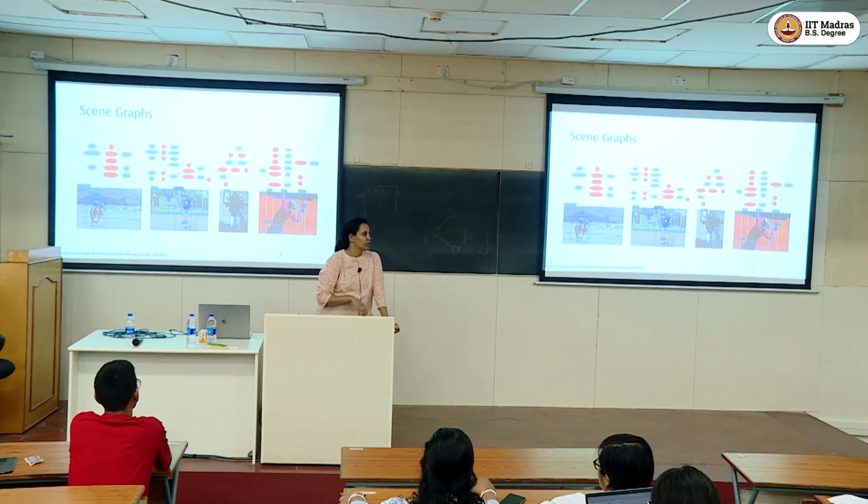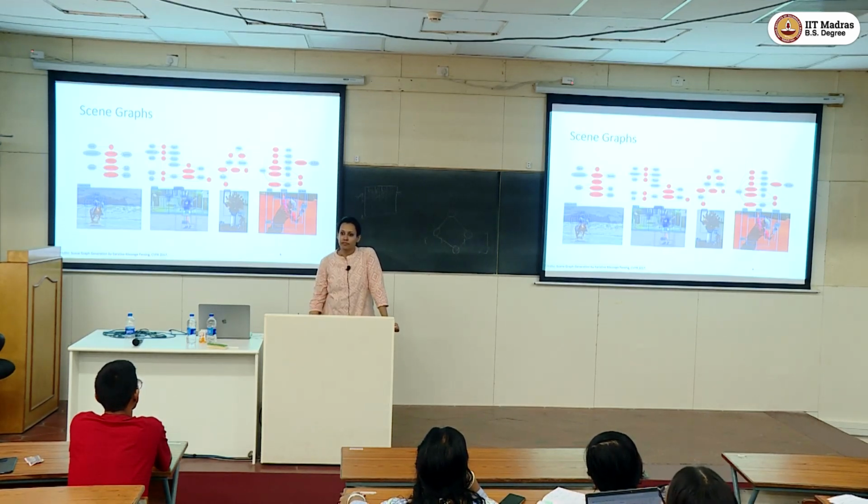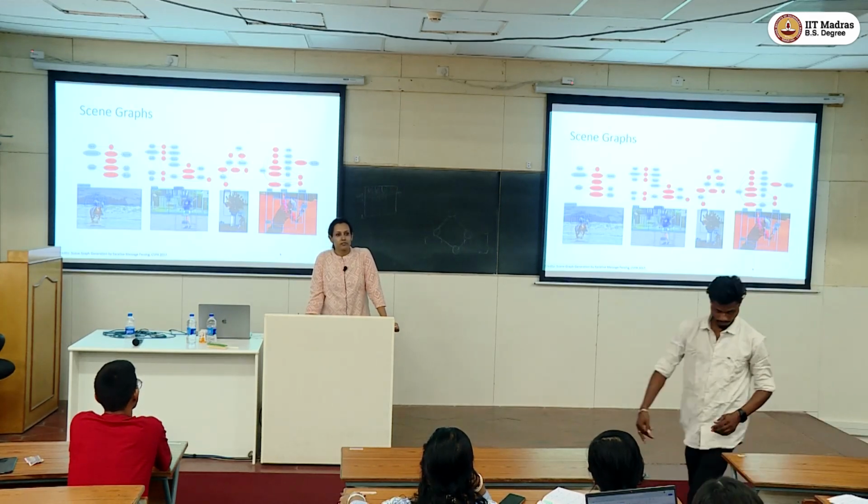I'll give you an example. You do a Google search, you write on Google that a person is sitting on a boat. What will you get in the image tab? A lot of images where a person is sitting on a boat. How do they do that?